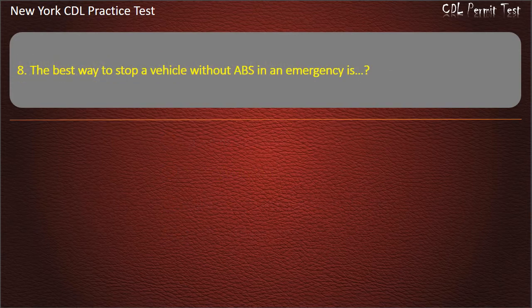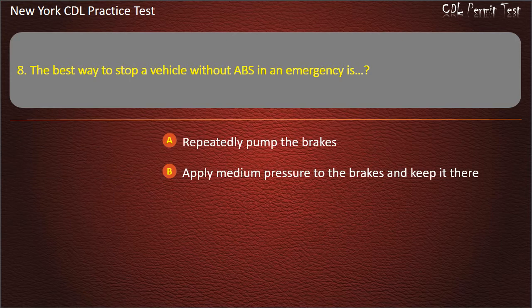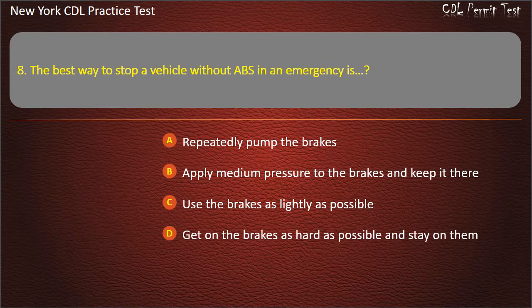Question 8. The best way to stop a vehicle without ABS in an emergency is: Repeatedly pump the brakes. Apply medium pressure to the brakes and keep it there. Use the brakes as lightly as possible. Get on the brakes as hard as possible and stay on them. Answer. Repeatedly pump the brakes.